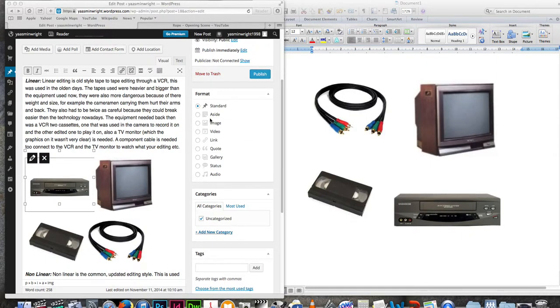I have identified the meaning of linear and non-linear and analysed it. This is what I've written about it all, and I have shown the equipment linear uses. Linear is an old style tape-to-tape editing through a VCR.